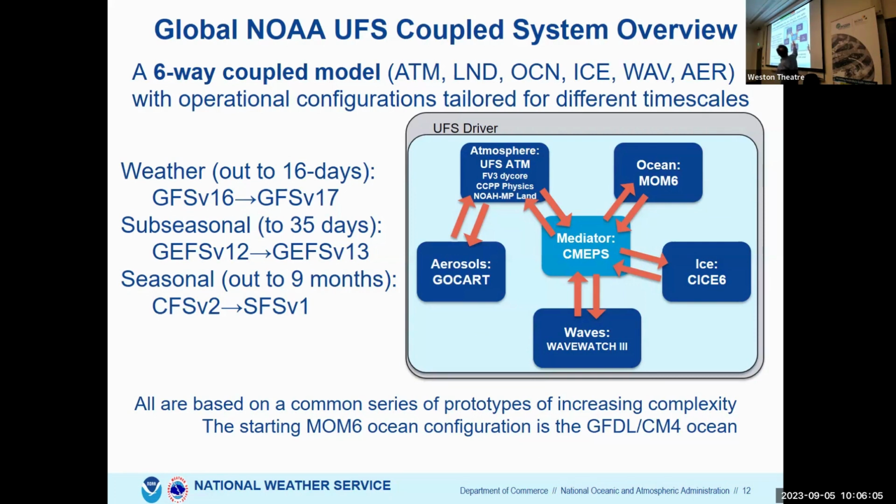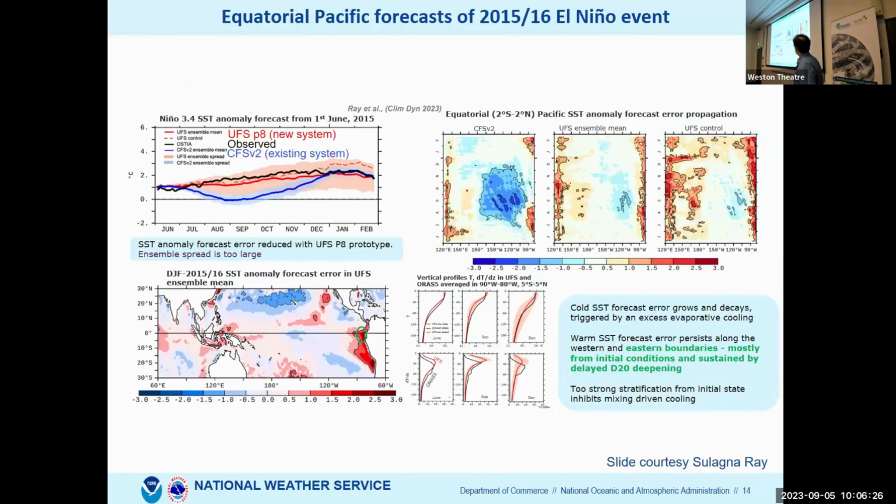In this particular case, this is the full global coupled model, which is being adapted for three different time scales based on a common root. And that common root is derived directly from the GFDL CM4 model, the one that I showed in animation a few minutes before. The result of this is that we're actually seeing significant improvements in the forecast skill of the model.